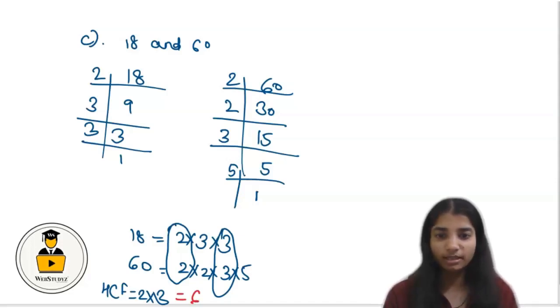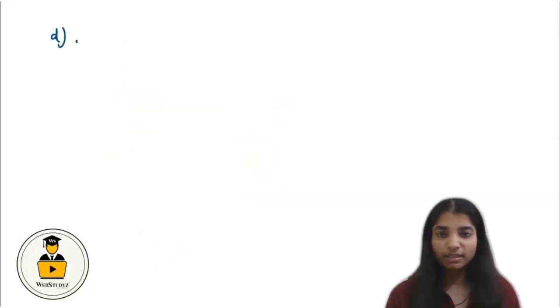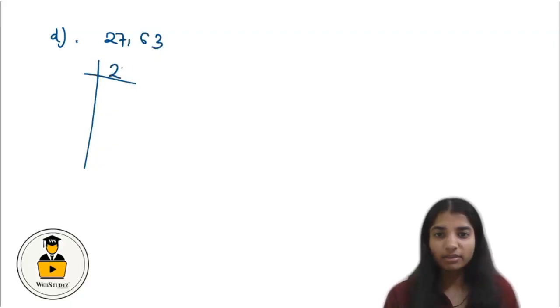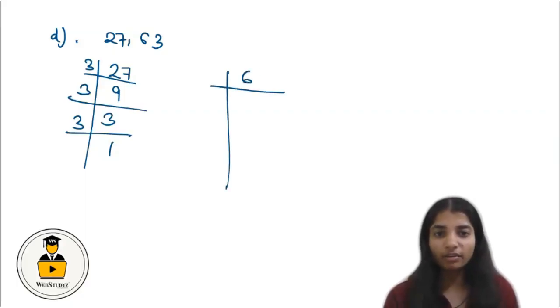Now let's move to the next part. In this part we have to find the HCF of 27 and 63. Finding their prime factors, 27: when we divide 27 by 3, we get 9. When we divide 9 by 3, we get 3. When we divide 3 by 3, we get 1. Now in the same way, we are going to find the factorization of 63.